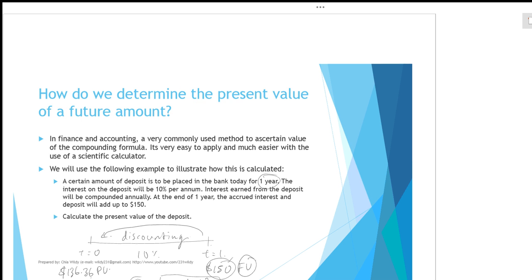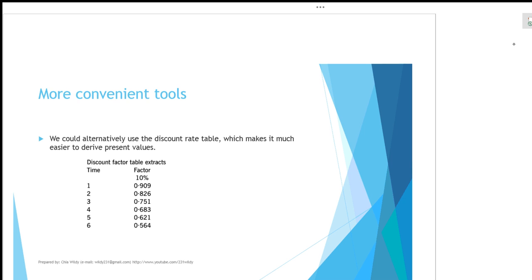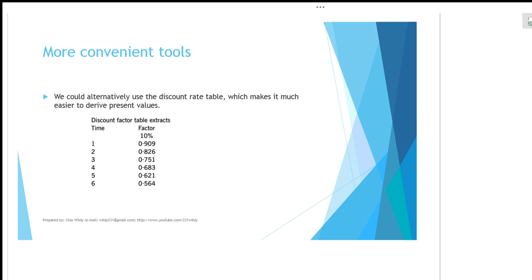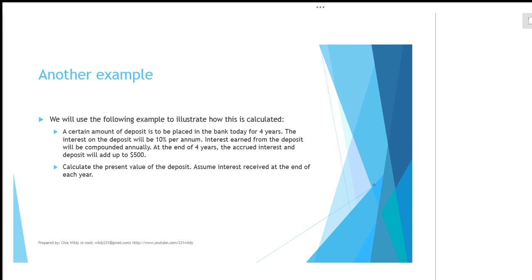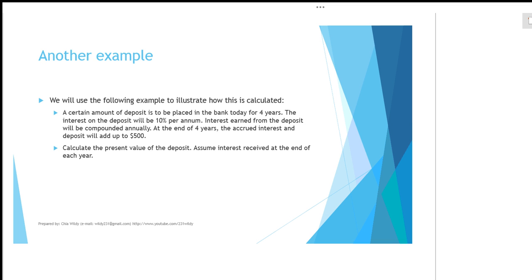Now let's look at another example, right? So instead of going through this process, often we could use a discount rate table. A discount rate table makes it far more efficient and easier to derive present values. Let's see how we could use this. So in this case, we use an example which would utilize the discount table, right?